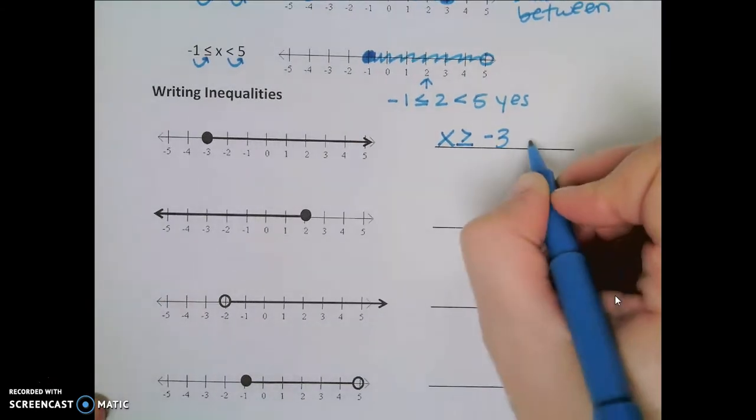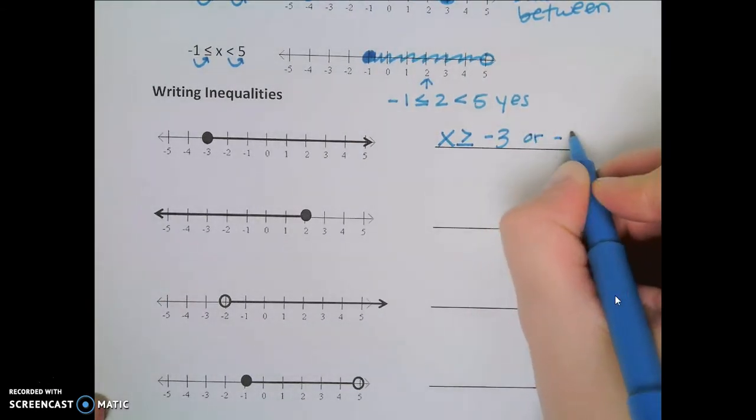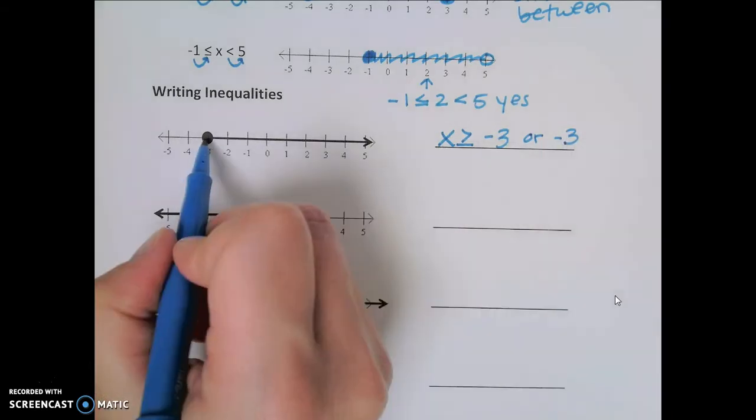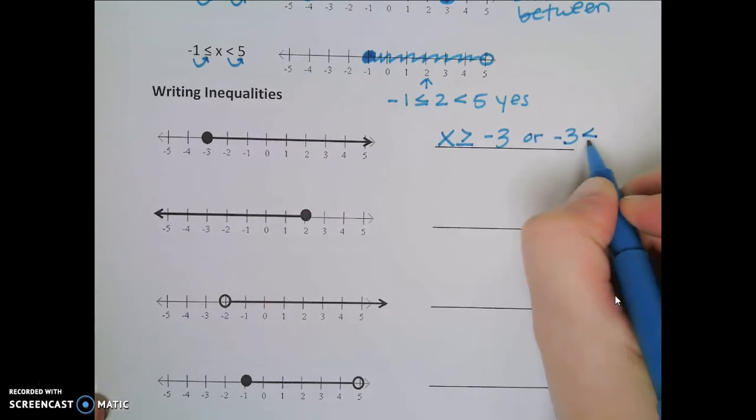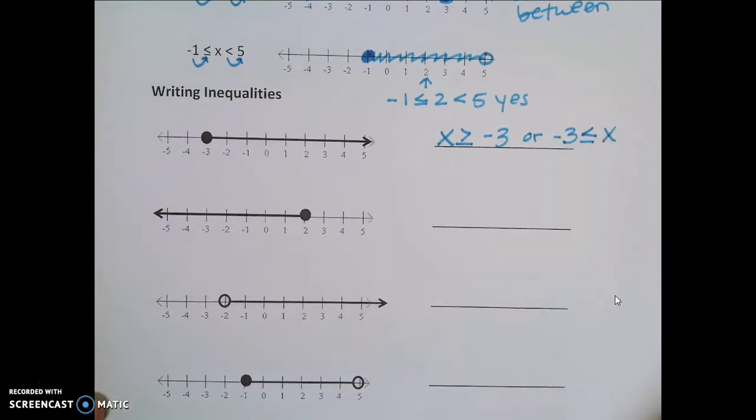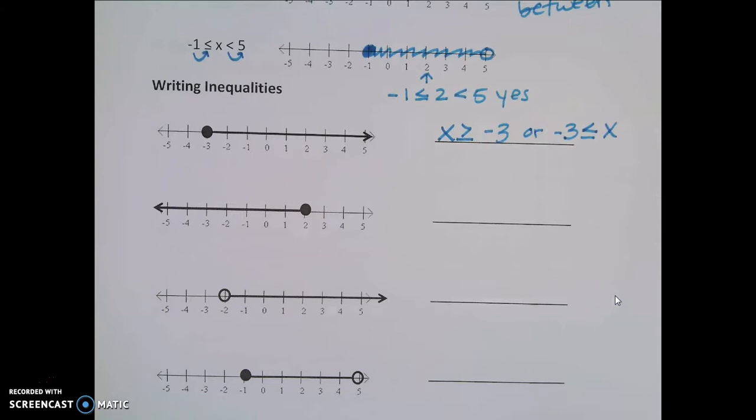Okay, you could also start with the number. So then I would be starting with -3. And -3 is smaller than all these numbers. But because it's a closed circle, it's less than or equal to. So you could do it either way. The number first or the variable first.